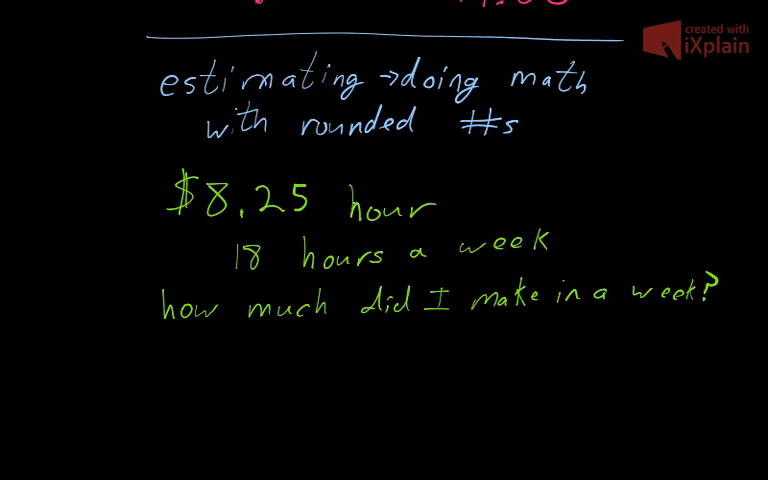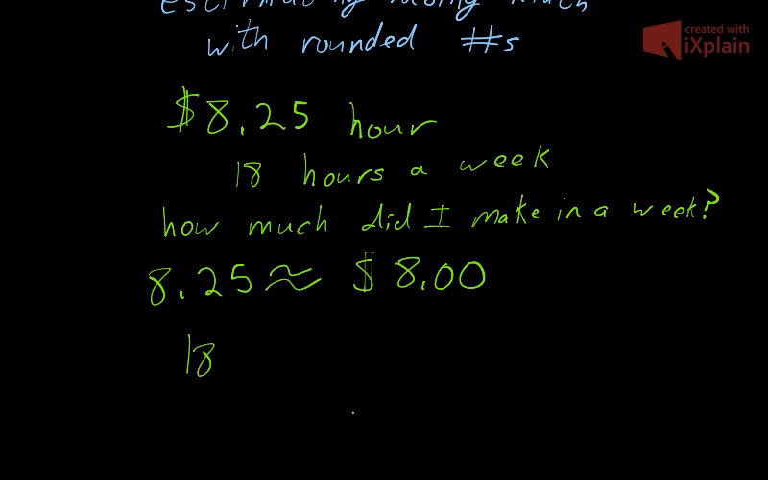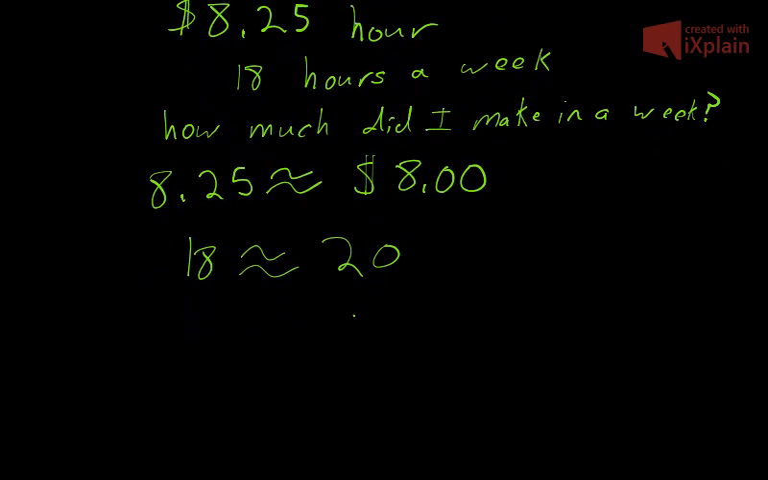For this, I'm going to estimate, so I'm going to round. My 8.25 is very close. I'm going to use a squiggly equal sign to say it's not actually equal to, but it's close to just $8. And that's going to make my life a lot easier doing the math. I'm going to say that 18 hours is about equal to 20. So if I'm trying to figure out about how much I'd make in a week, that would be 8 times 20 equals $160, which is pretty close.